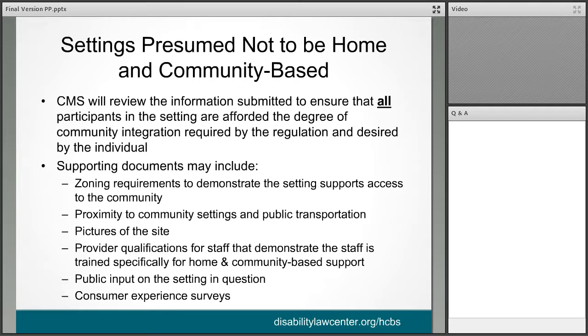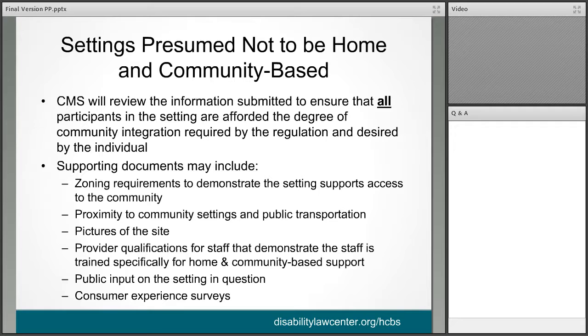Next, you can show proximity to community settings and to public transportation. Even if you're in an area perhaps that doesn't have public amenities, if you can show that you have access to public transportation that people using your setting can use, then that might be something that would help your case as well.